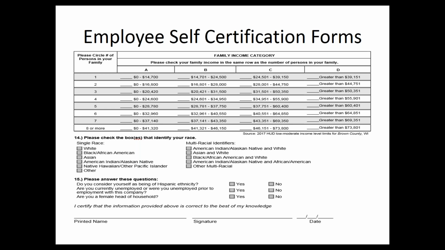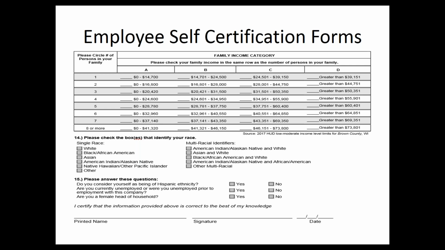So just for a brief example, applicants or employees will go on the left side and circle their family size, and then only will check a single one of the A, B, C, or D columns in the same row as their family size.